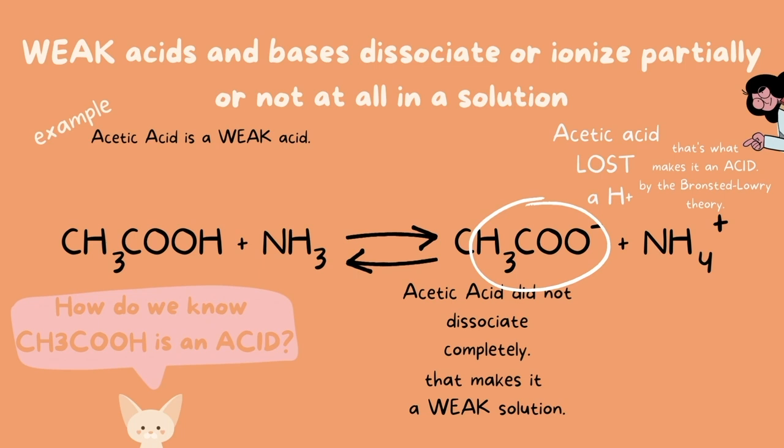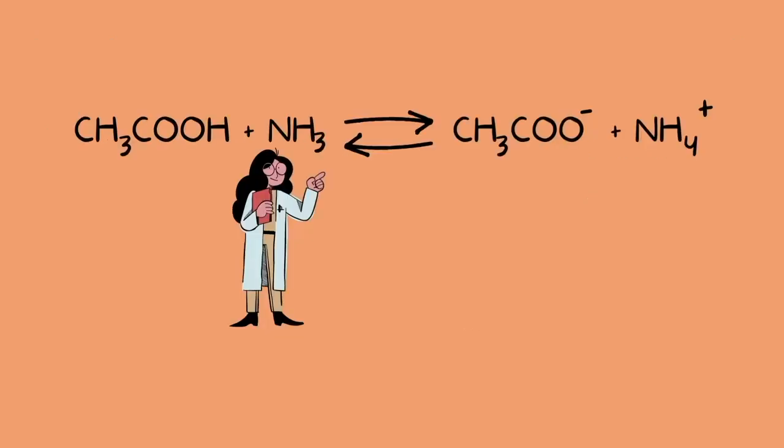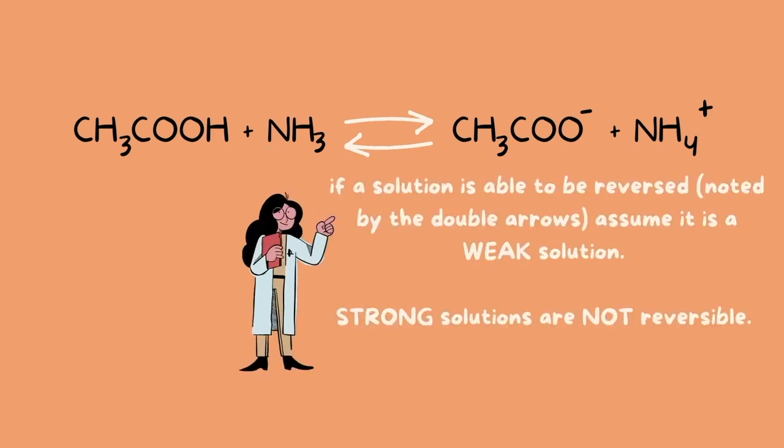So one last thing I want to mention while using this exact same example is notice these double arrows going in opposite directions. This means that the chemical equation is reversible. If a solution is able to be reversed, assume it is a weak solution. Strong solutions are not reversible.